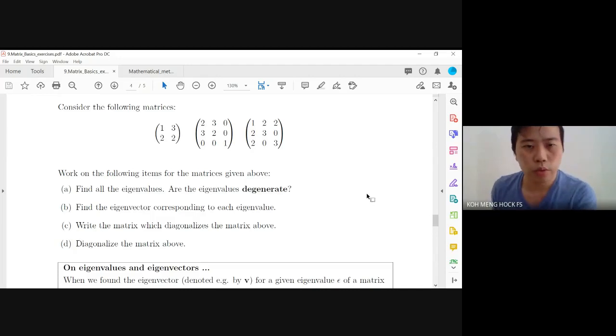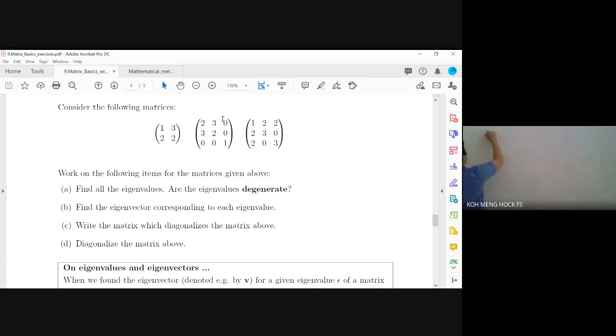So to diagonalize the matrix, in diagonalization you will see a lot of applications in quantum mechanics. You will do a lot of this kind of thing, right? So let's go with this matrix B here: 2, 3, 0, 3, 2, 0, and 0, 0, 1, right?